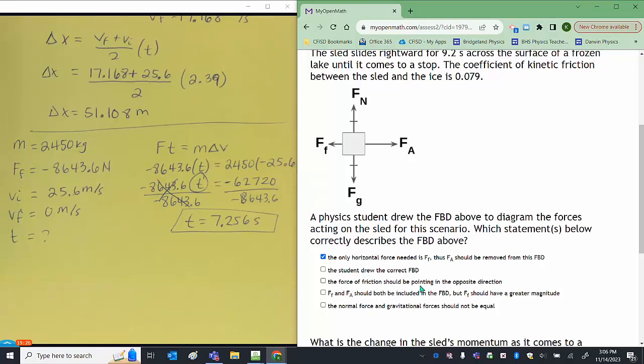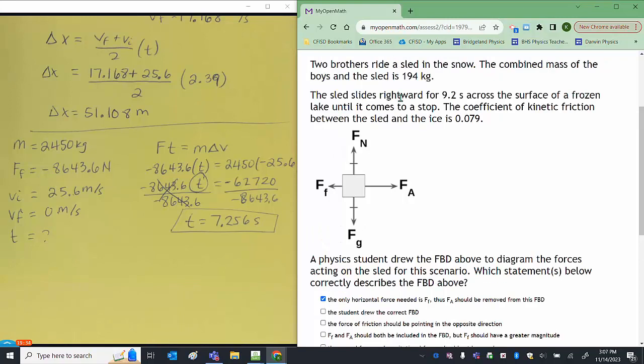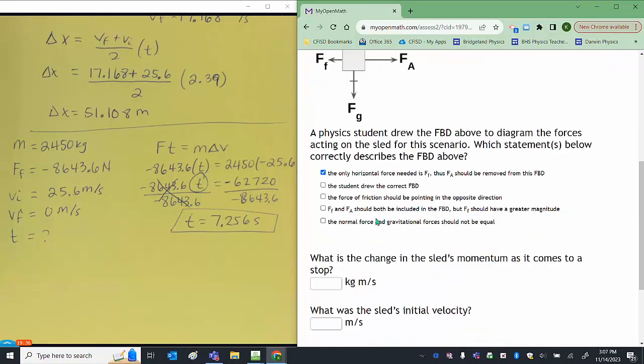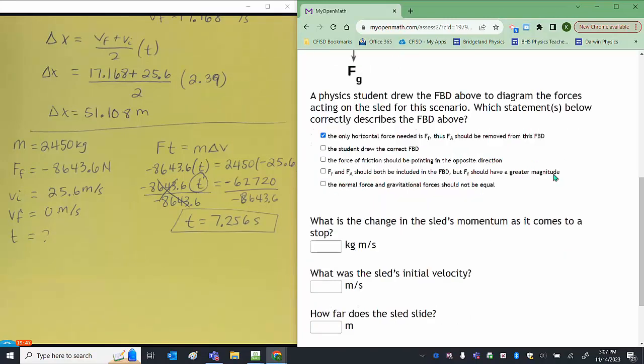I don't know if there's anything else here because there might be more than one statement, so let's check. This isn't correct. Force of friction should be the opposite direction. No, it says the sled's going to the right. Friction needs to be opposite that. So we're good there, so we don't want to select that. That's not going to be correct. Nope. Okay, so the only thing we should be selecting is this first one that's on my screen.